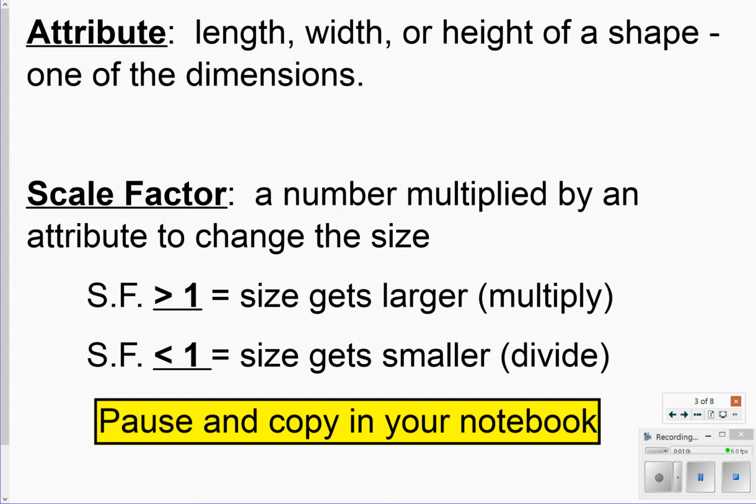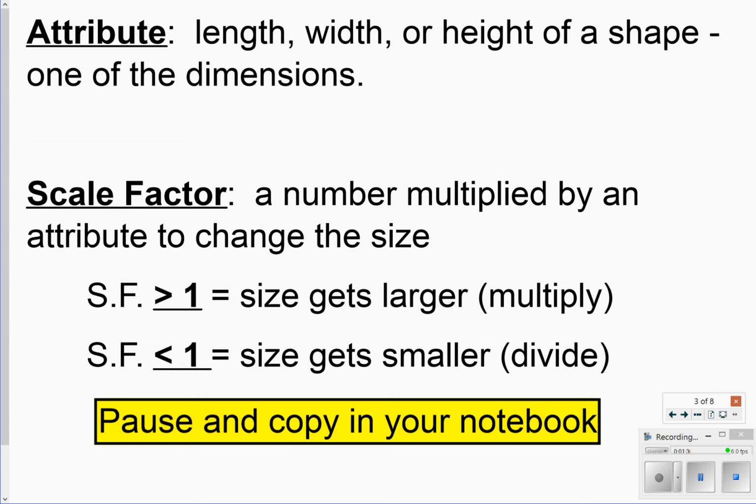An attribute, something that we're looking to change, or a characteristic of the rectangular prism, is the length, the width, or the height of the shape, whatever shape you're looking at. So it's basically one of the dimensions. Now, when we change one of those, we change it by what we call a scale factor. And a scale factor is a number that's being multiplied by an attribute to change the size of it.